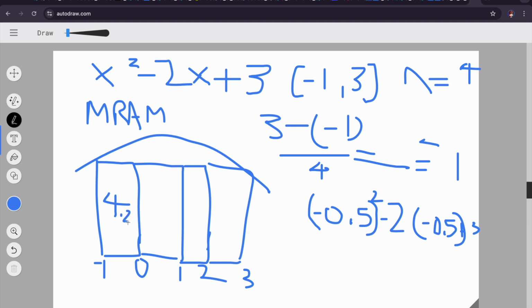So I think you guys get the idea. Plug in 0.5 into this, plug in 1.5 to that, plug in 2.5 to that. I already have the answers here. I just don't want to be putting this on the screen. So plugging the midpoints of these rectangles into the original equation, because this is an MRAM problem, this is the result.